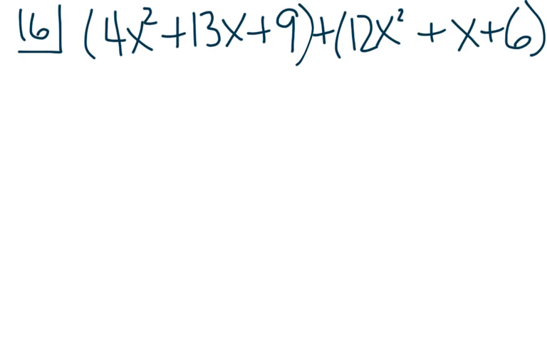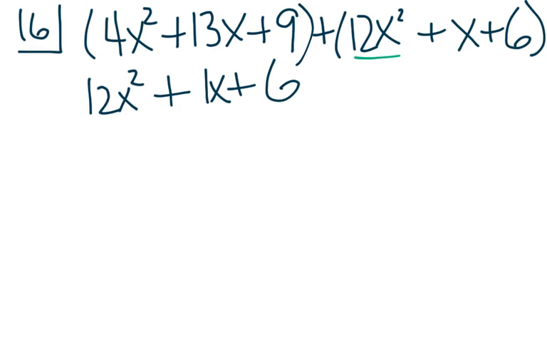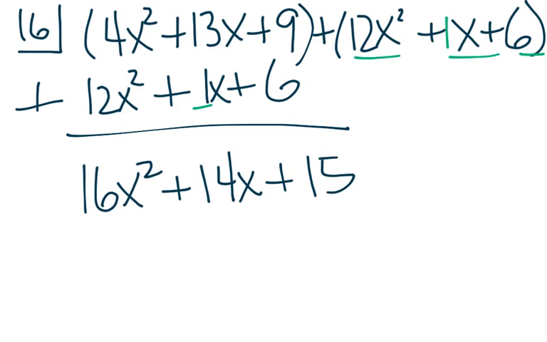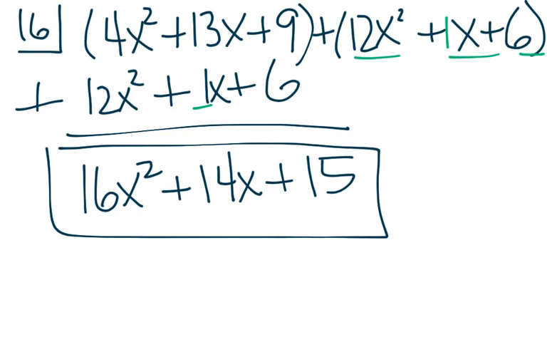So here we have 16, and this time we are adding. So what we can do is just line this up. So we have 12x squared plus 1x plus 6. That's this over here. The invisible number in front of this x is 1, which is why we put the 1 here. So let's just add straight down. 4x squared plus 12x squared is 16x squared. 13x plus 1x is 14x, and 9 plus 6 is 15. So this is your answer for number 16.